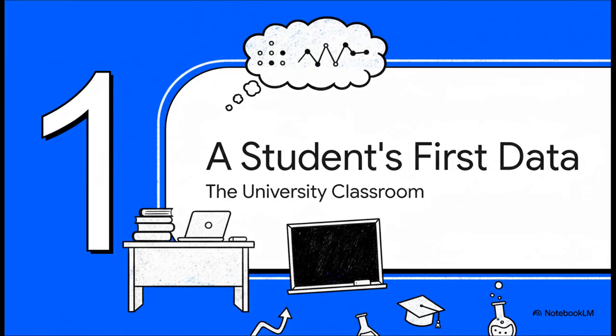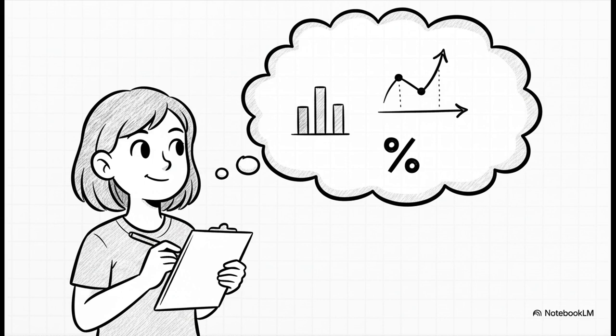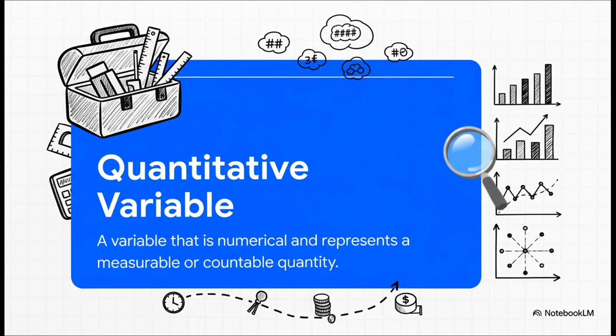And to do that, let's imagine a scene that's probably pretty familiar to a lot of you, a first-year university class. This is Maya, and she's our hero for this story. She just got her first big stats assignment, and it's pretty simple, really. Go collect some data about your classmates. So she's got to figure out what she can actually turn into numbers. And what she's on the hunt for are called quantitative variables. You know, it's just a fancy name for anything you can put a number on, whether you're counting it or measuring it. This is basically her entire toolbox for this assignment.